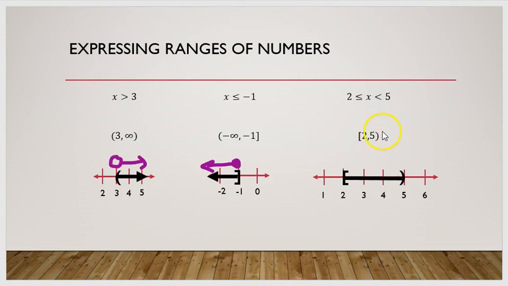So my left endpoint is 2, my right endpoint is 5, and then I go back to confirm whether I should be including the endpoints or not. 2 is included, so brackets. 5 is not included, so parentheses.